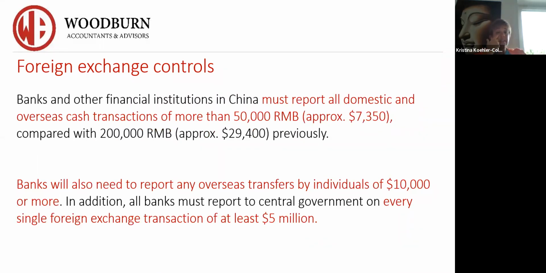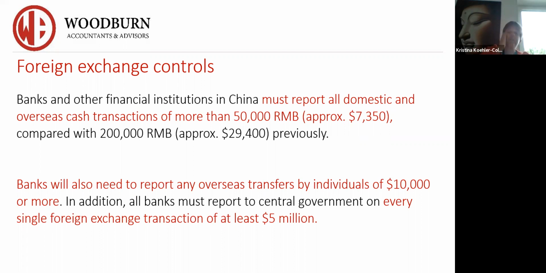One thing to keep in mind with the foreign exchange controls is that banks and other financial institutions have to report all domestic and overseas cash transactions of more than 50,000 RMB. Previously, it was 200,000 RMB, and they've now decreased that to 50,000 RMB. I was talking about security. Any bank, whether it's a Chinese bank or a national bank, is required to report all cash transactions. That's actual physical cash going into the bank.